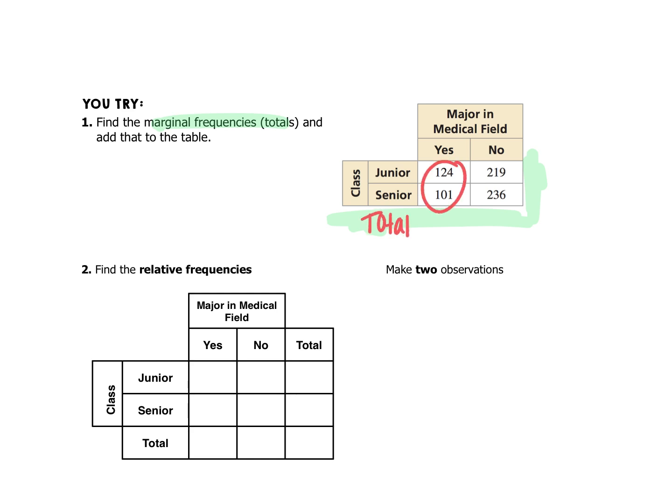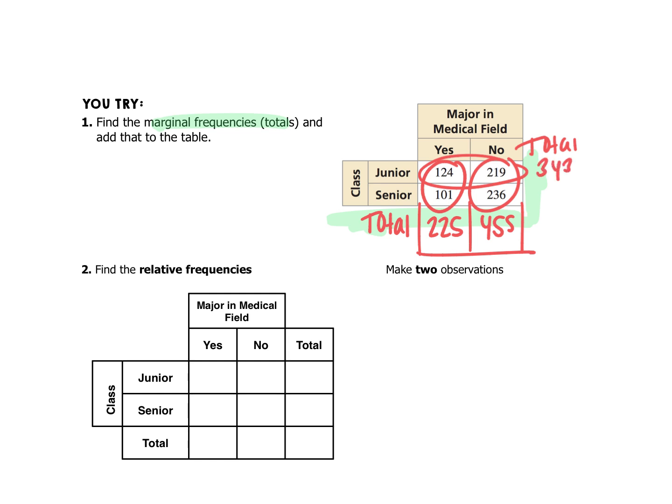124 plus 101, no dividing. This is what we did yesterday, is 225. 219 plus 236 is 455. 124 plus 219 is 343. 101 plus 236 is 337. Add those together. It shouldn't matter which way we add, like vertically or horizontally. So add this row or this column. You should get the same number. 225 plus 455 is 680. So 680 total people were surveyed.